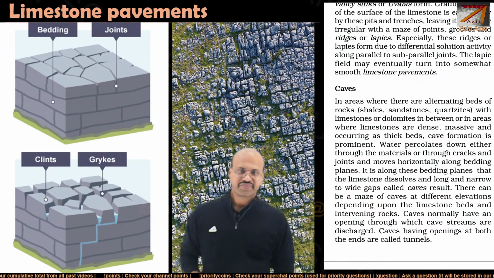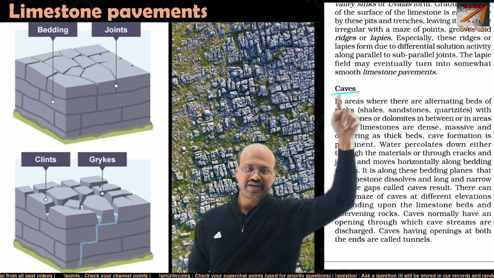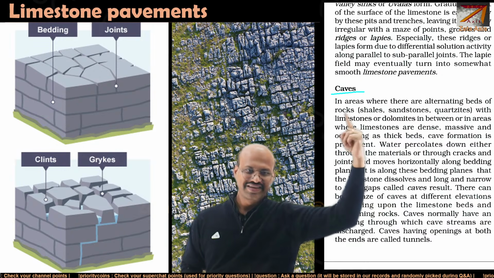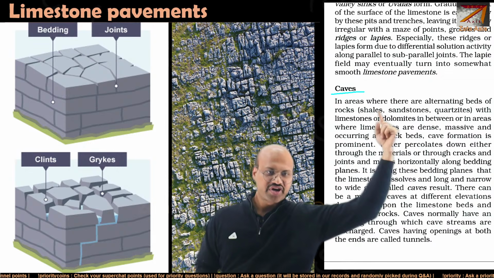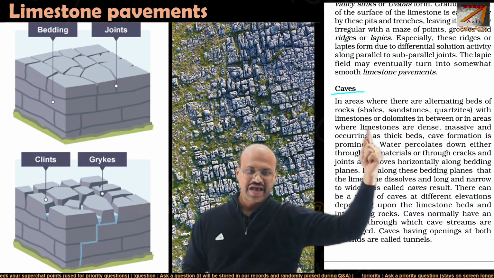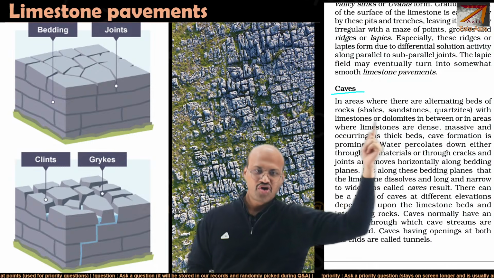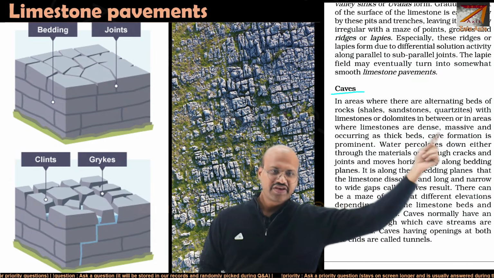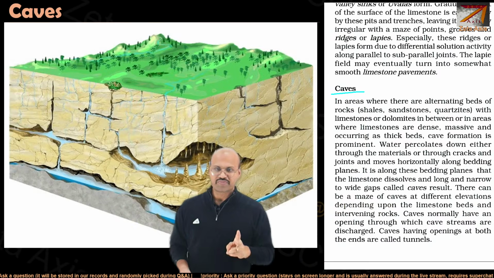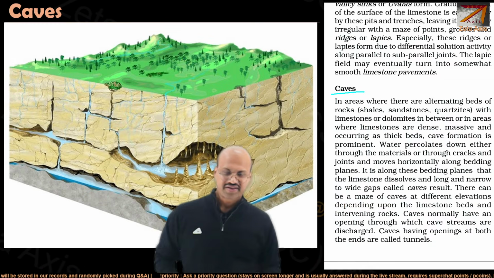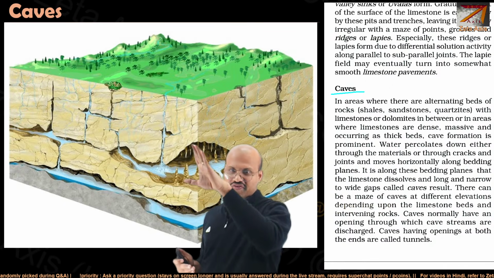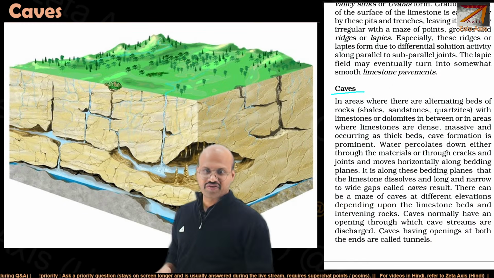Now another important landscape is caves. In areas where there are alternating beds of rocks, shales, sandstone, quartzites with limestones or dolomites in between, or in areas where limestones are dense, massive and occurring as thick beds, cave formation is prominent. So cave formation is prominent in both the areas where the whole area is made of limestones. As you can see over here, this whole region is made of limestones.